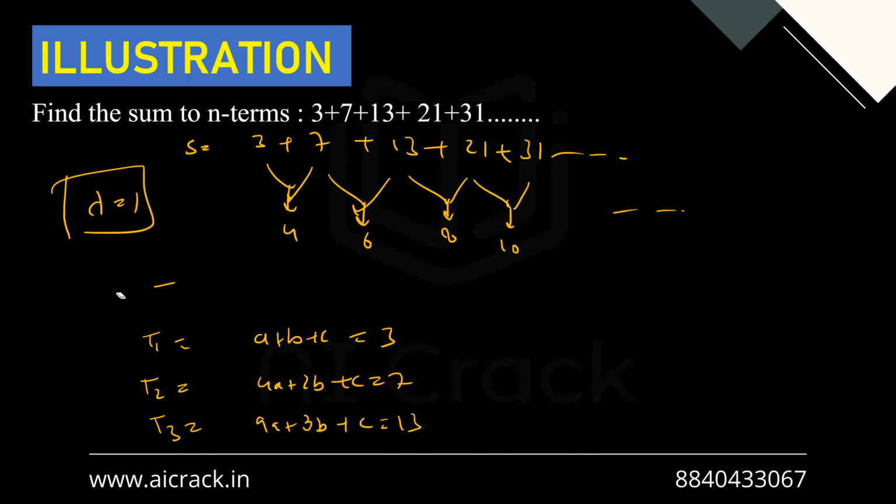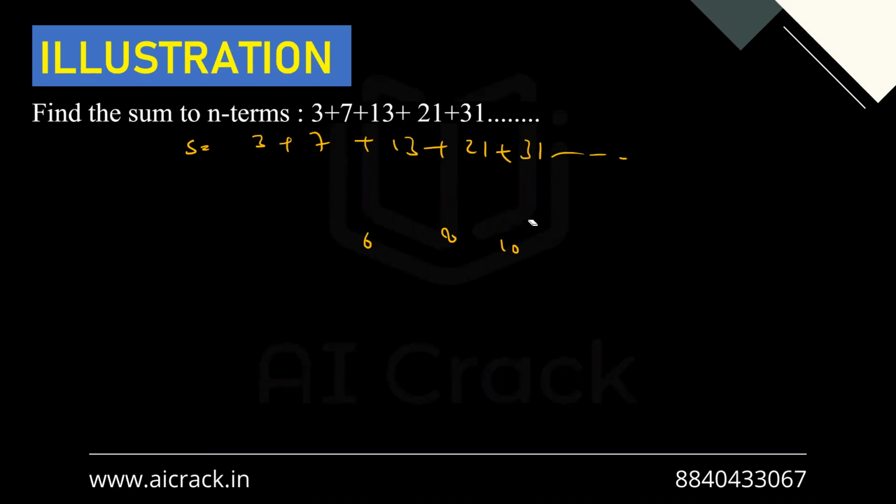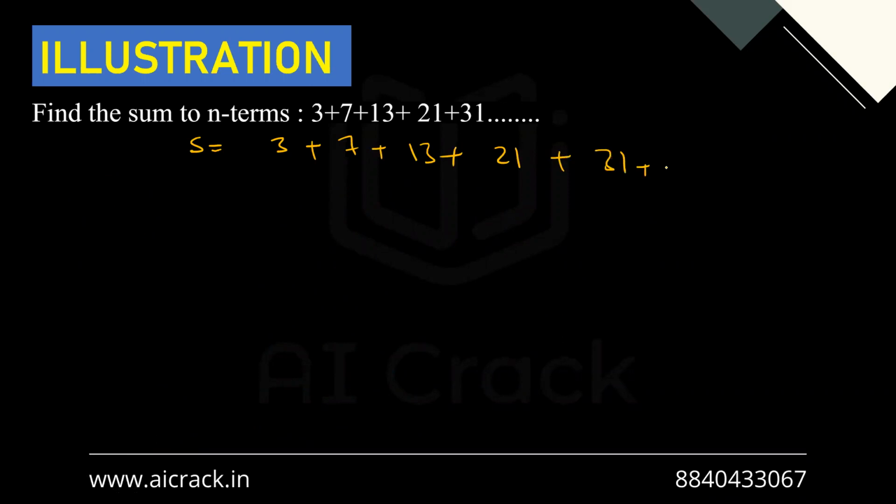Now let me tell you one more method to solve this one, and I'll tell you when to use that. So I'll write it in a little more proper way. That would be S = 3 + 7 + 13 + 21 + 31 till Tn, right? I'll write S again, but with one term shifted to the right. So I'll write 3 over here plus 7 plus 13 plus 21 plus Tn minus 1 plus Tn.